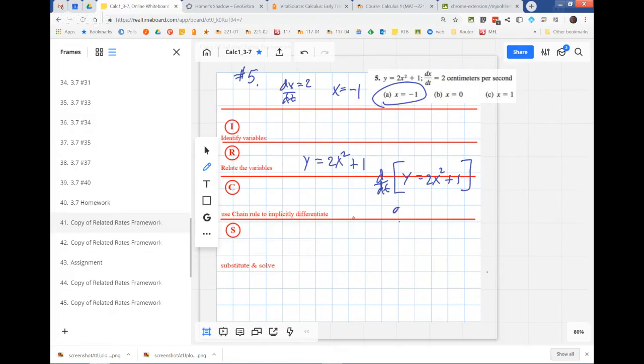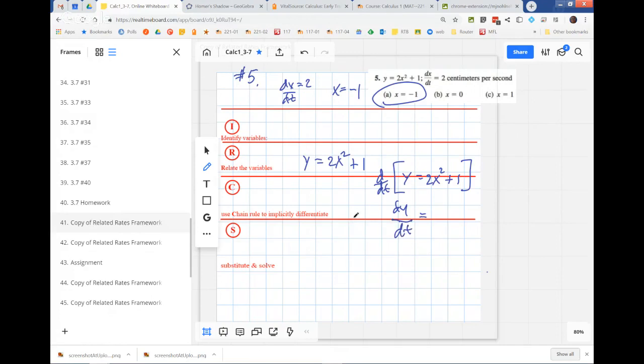Okay, let's do it. On the left, we have dy/dt. Yes, Sandhya, I did hit record, thankfully. So it's all going to be recorded for us.